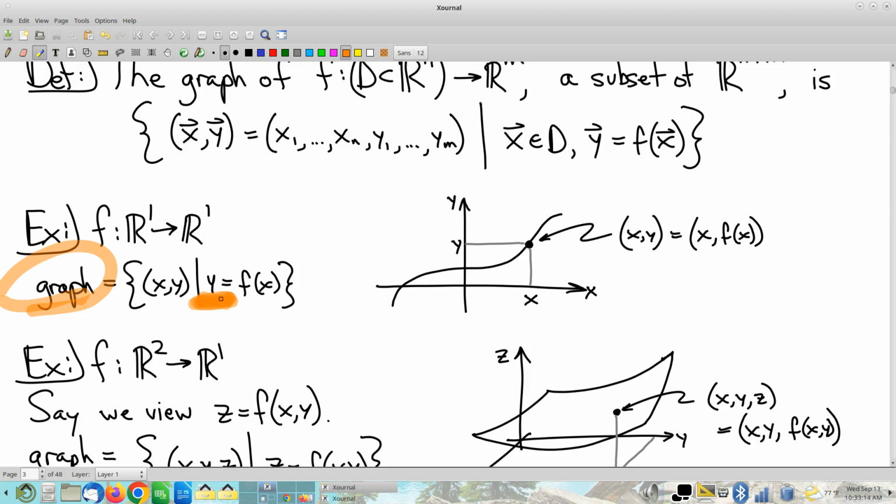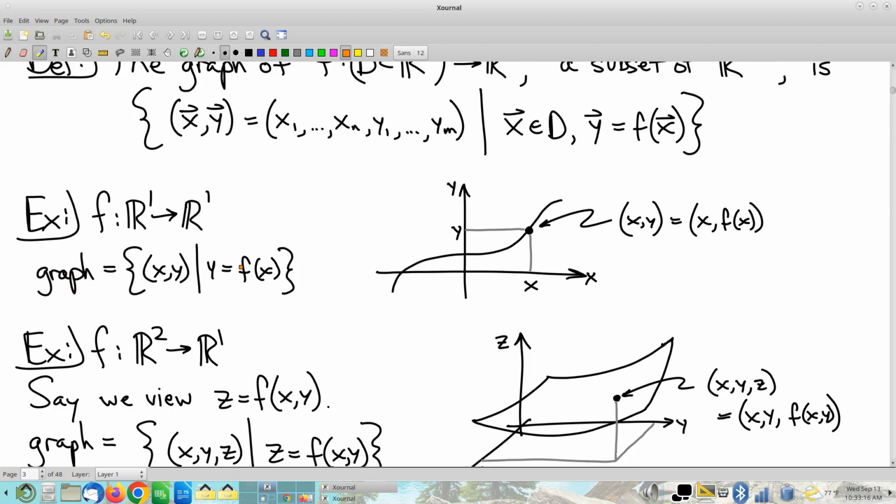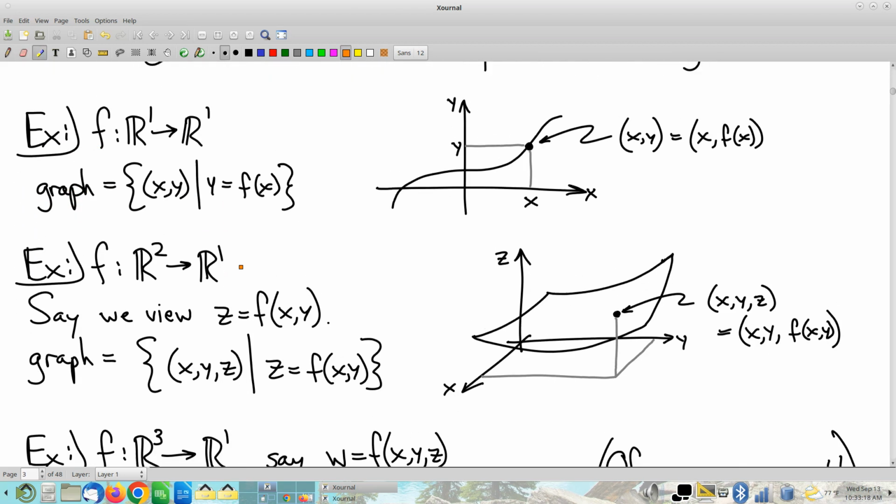All right. Now let's see a second example here, and I'm going to leave the first example up. What if we have a function of two variables? This is now a multivariable function because there's two inputs. Okay, well, following our rule from above, a graph is what we get when we set the value of the function equal to a new variable.